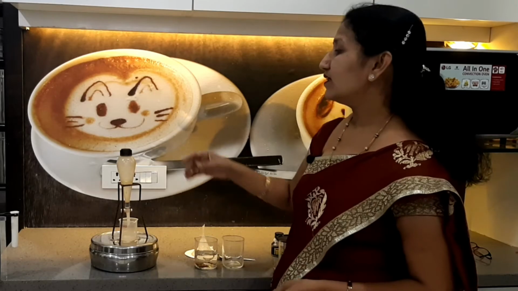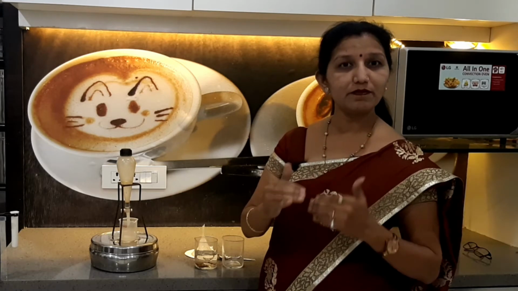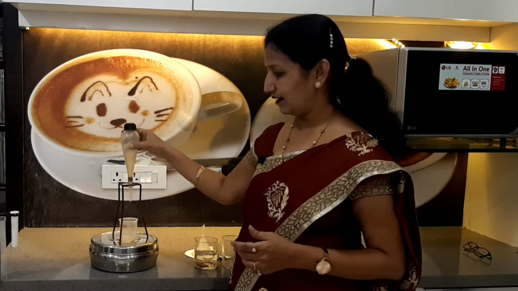Children, come on, let us study the remaining methods of separating substances from the mixture. In that, first of all, let us study the method of separation. The separation method is useful for those liquids that are immiscible, that means they do not mix with each other homogeneously. For those, we use the separation method, and while doing that separation, we use a separating funnel.